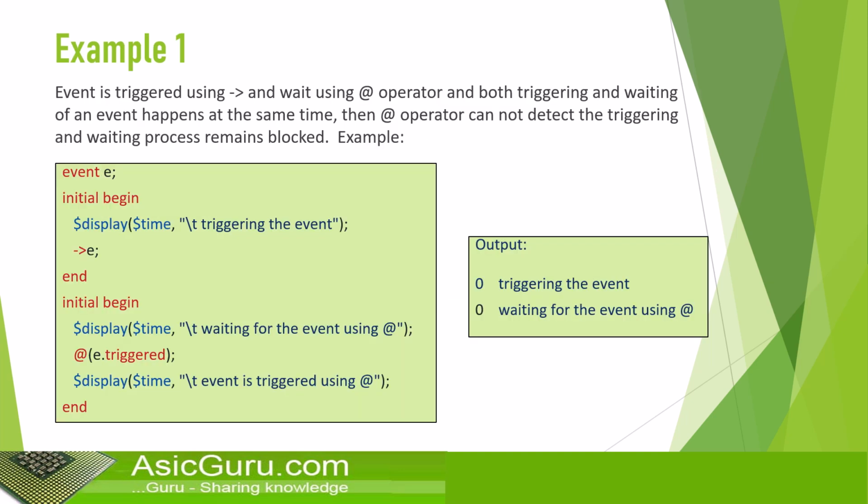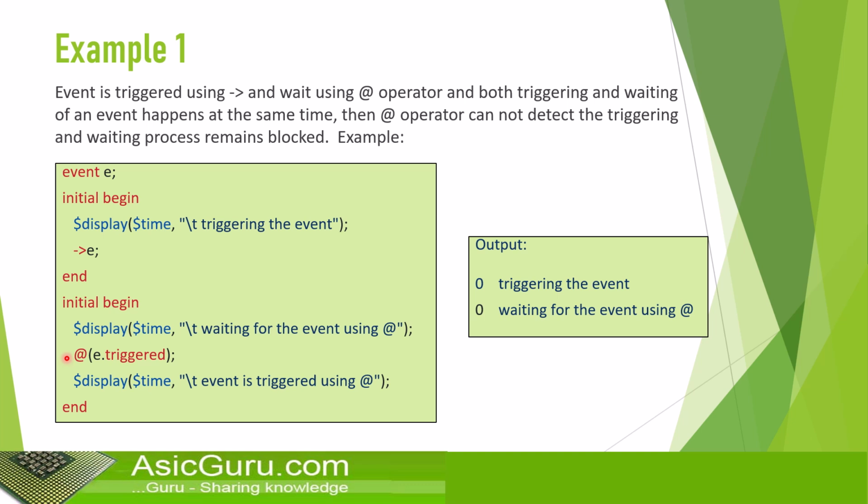Now let's take a look at a few examples to understand how events work in simulation. In this example, firstly we declare an event E. Then we have defined two initial blocks. In the first initial block, we trigger the event using the -> operator. In the second initial block, we wait for the event using the @ operator. The main point here is that both initial blocks start at the same simulation time, time 0. So the event is triggered at time 0 and the waiting process also starts at the same time.